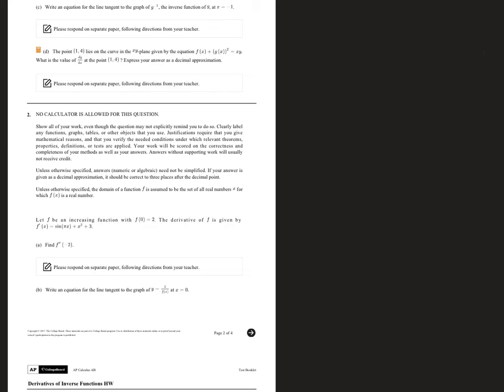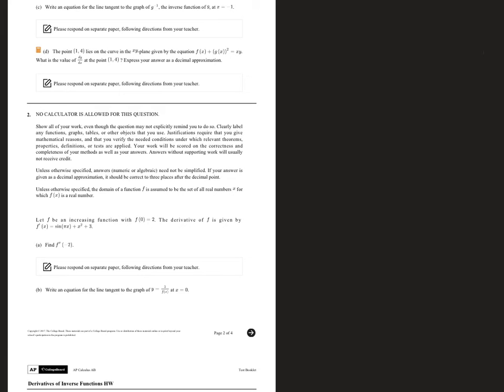Okay, they give us a point on the curve, and they want to know the value of dy dx at that point. Well, again, what have they asked me for? They've asked me for a derivative of this curve. Did they give me the equation for it? Yes, they did. Can I take that derivative? Yes, I can. Is it a little bit ugly? Yes, it is. But I can do it.